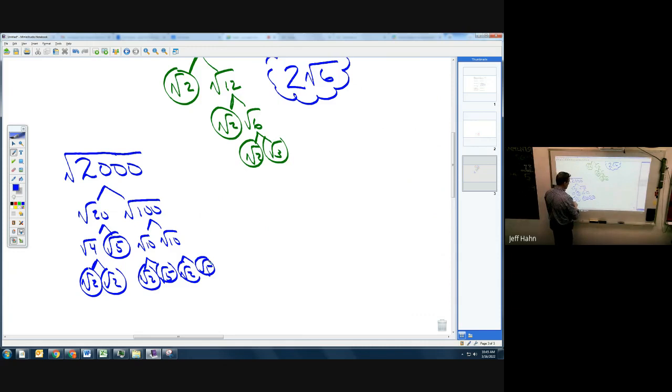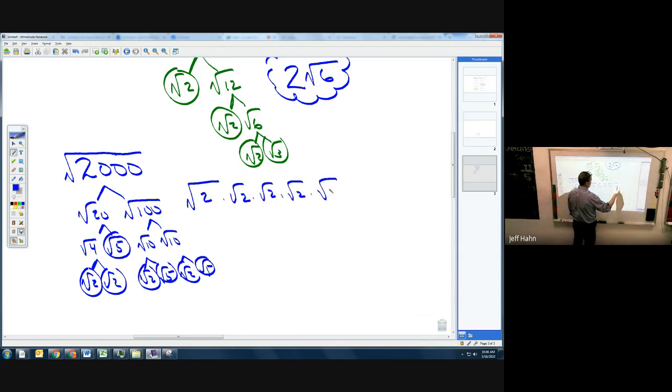So how many 2's do I have? 1, 2, 3, 4. Wait, did I miss one? No. There are 4 square roots of 2: 1, 2, 3, 4, and then there are 3 square roots of 5, I believe. 1, 2, 3. Right?